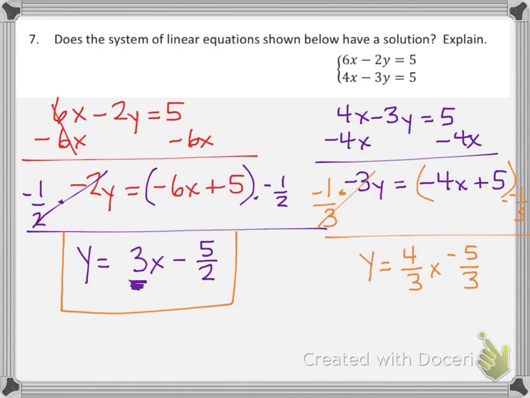Does the system have a solution? And the answer is yes. They are going to intersect because they have different slopes. So I know they will have a solution because they have different slopes. And that means they're going to cross each other. And wherever they cross each other, that is my one point that will make both equations true.